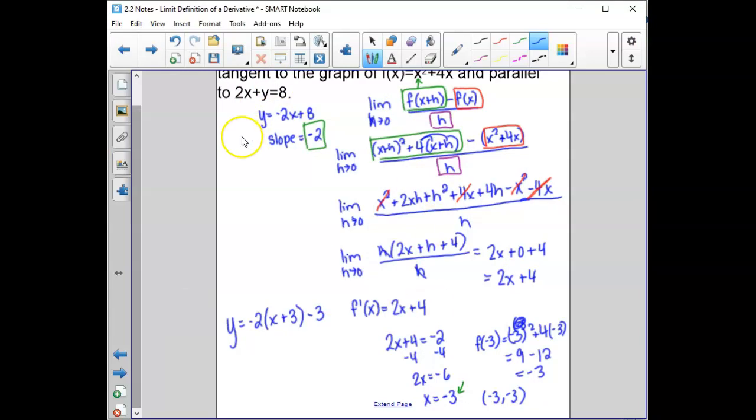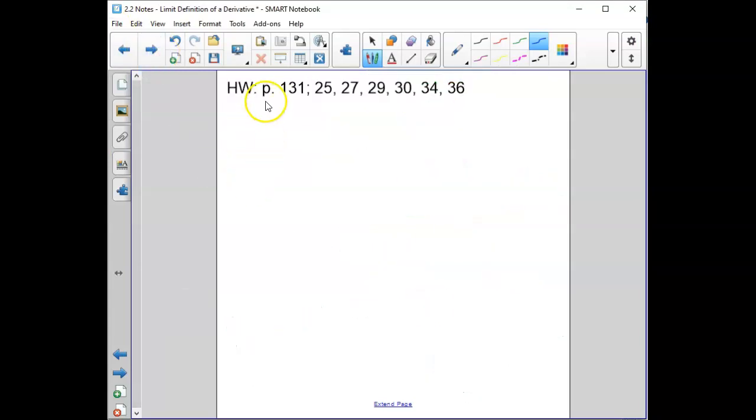So your assignment for tonight is going to be these 6 problems. The first few are like the ones that I did at first, 30 and 36. 34 and 36 are going to be like that last problem that I just did.